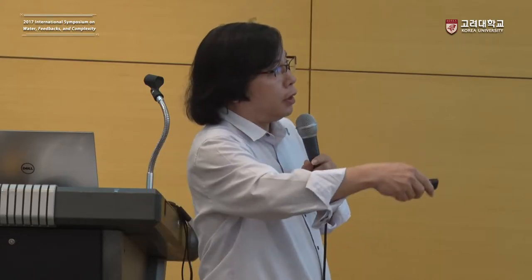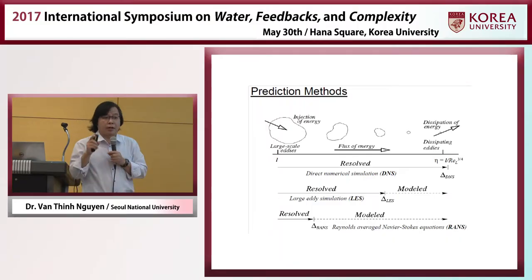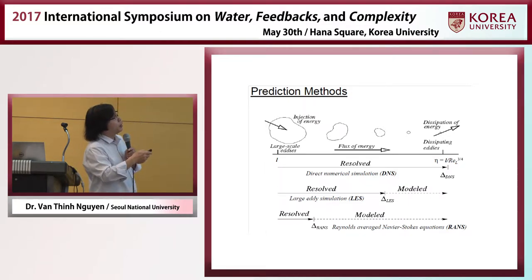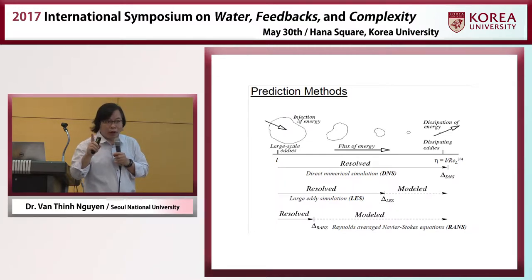So it currently shows you three methods to solve, to simulate or to calculate the turbulent structure. So I might skip it. The third one, I just emphasize here: if you are a student going to class talking about the Reynolds-averaged Navier-Stokes equation, don't be confused, it's not time average. Okay, remember it's not time average. Many students confuse it.